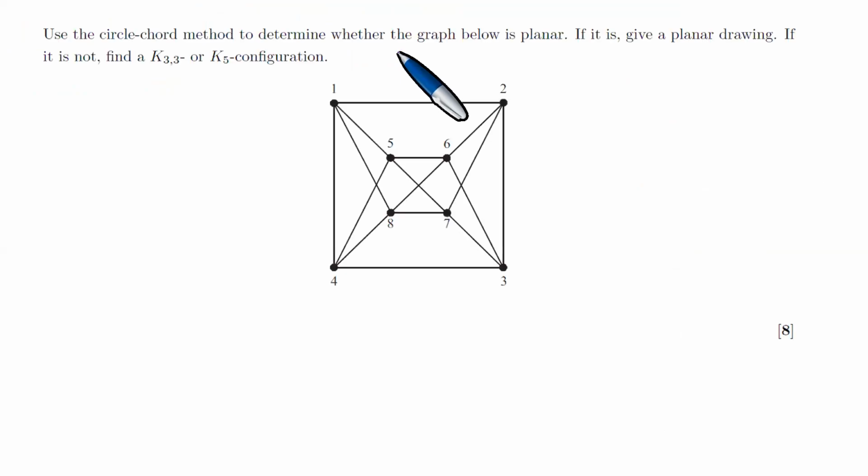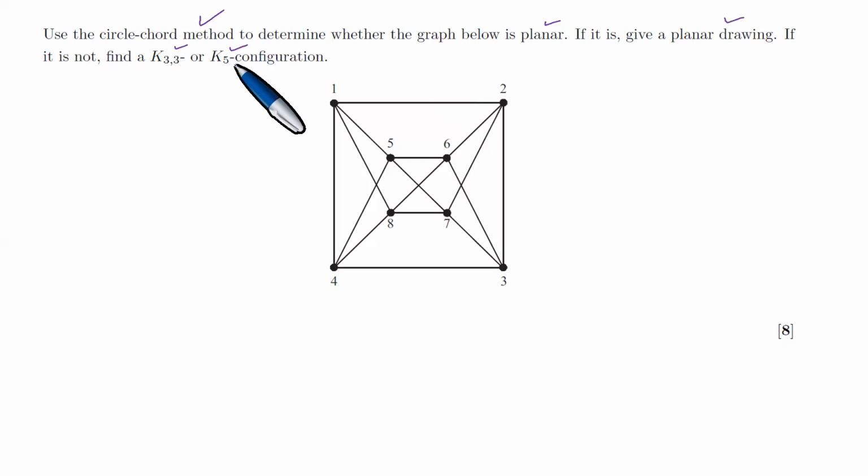Let's put another example now that is about more graphs, in view of this second chord method. Let's look at this particular problem: second chord method and planarity and planar graphs. Use the second chord method to determine whether the graph below is planar. You can expect to find this tomorrow. If it is, give a planar drawing. If it is not, find a K33 or a K5 configuration.